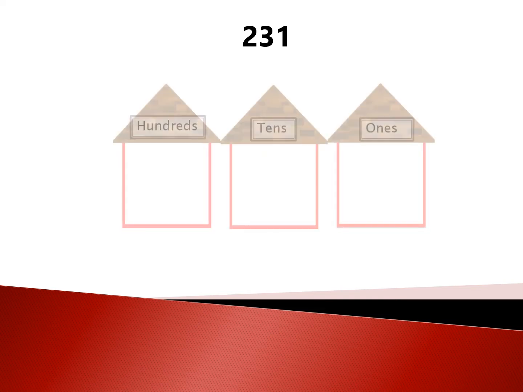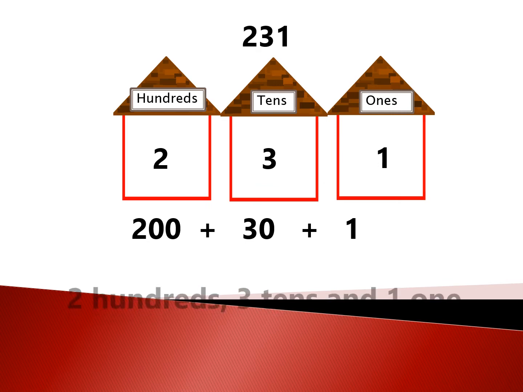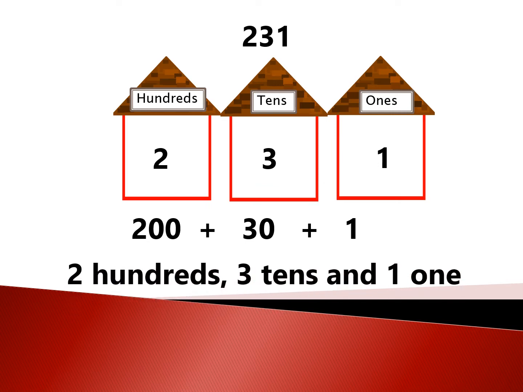For number 231, put 2 in the hundreds house, 3 in the tens house, and 1 in the ones house. If we break it up, we have 200 plus 30 plus 1. You can also say 231 is 2 hundreds, 3 tens, and 1 one.